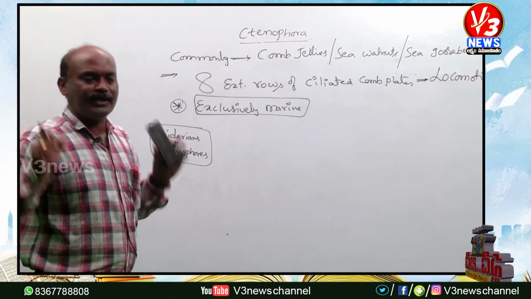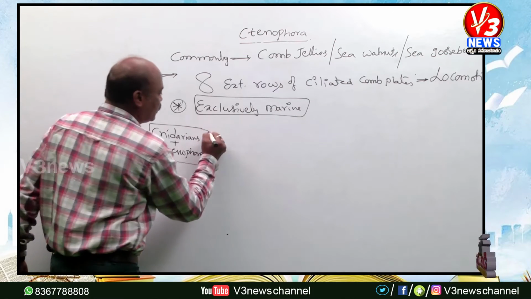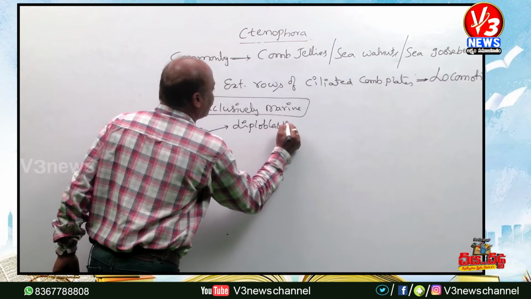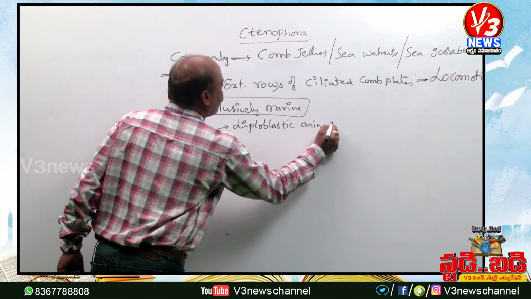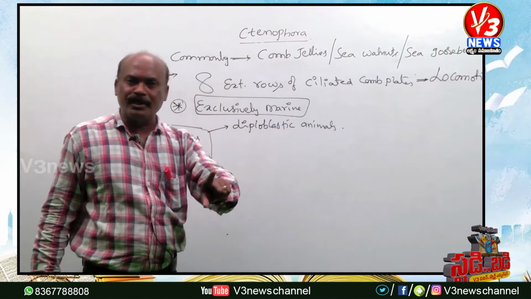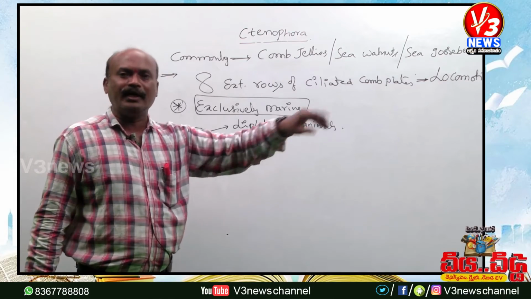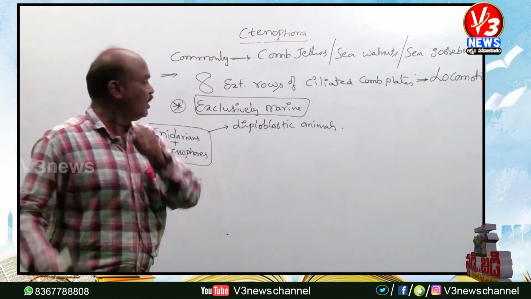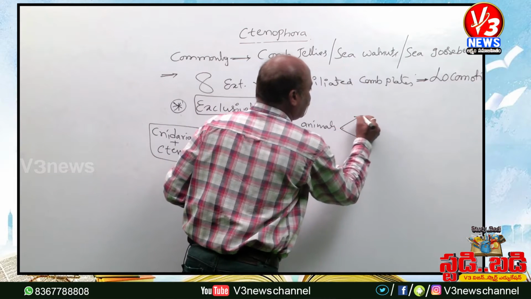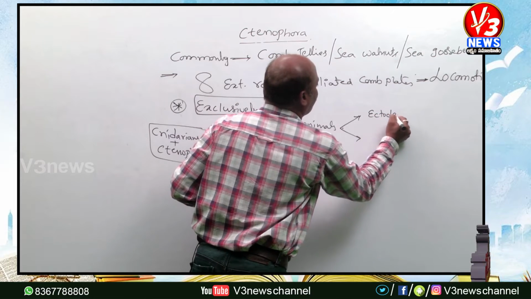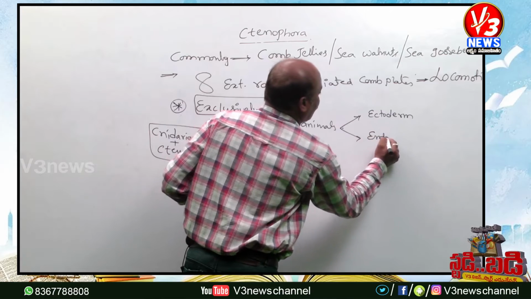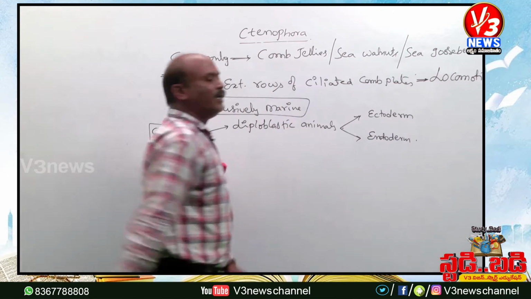What are the common characters? I'll give one. Both are diploblastic animals. That means their body wall possesses two layers, outer ectoderm and inner endoderm. That's why they are diploblastic animals. Diploblastic nature means the outer layer of the body wall is ectoderm, and the inner layer of the body wall is endoderm.